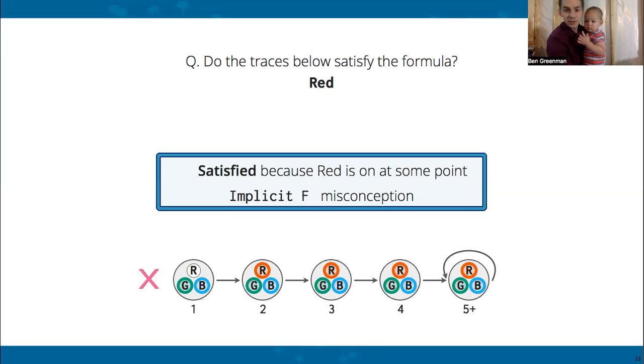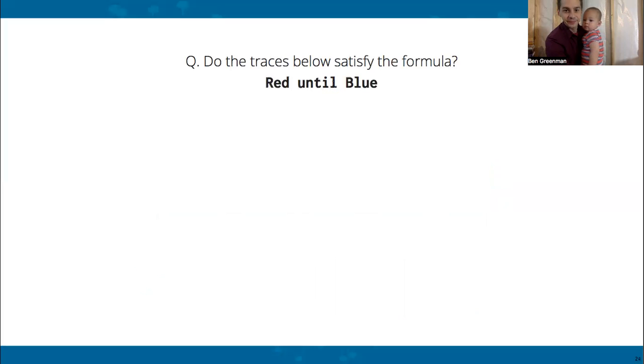We also see implicit always, although I don't have a question to illustrate that one for you. But how do you interpret a formula with no quantifiers? And there's a variety of errors that show up with that.